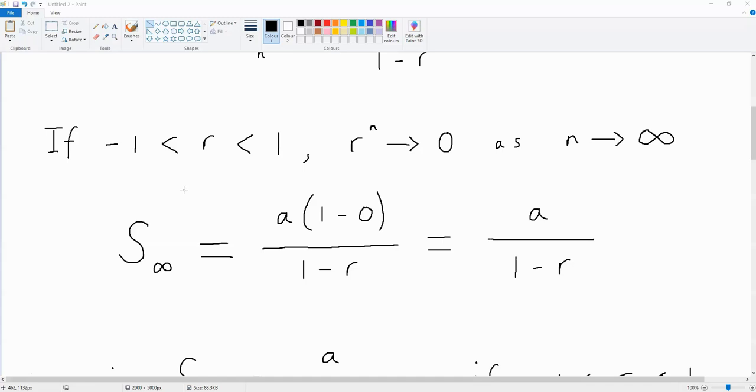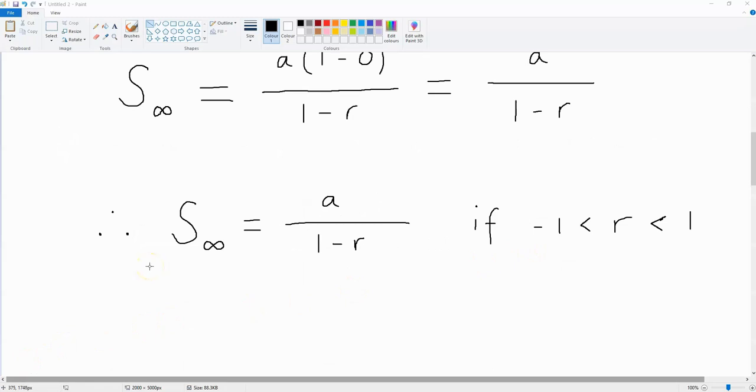So with the logic we've just described, it is okay to say that the sum to infinity of a geometric series is a times 1 minus 0 over 1 minus r, and this gives us a over 1 minus r. Therefore, we can conclude that the sum to infinity of a geometric series is a over 1 minus r if r is greater than -1 and is less than 1.